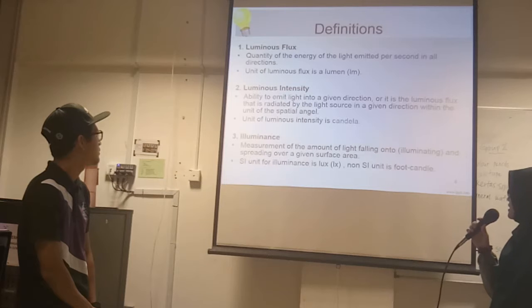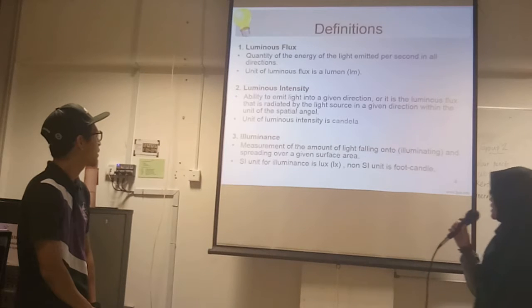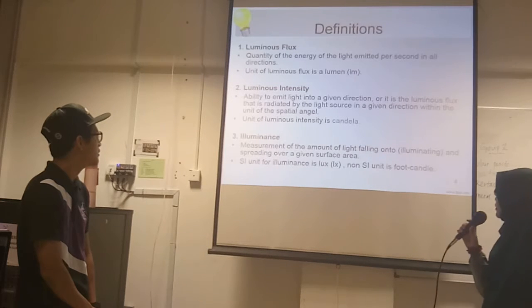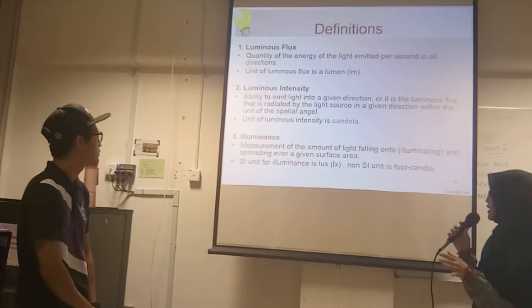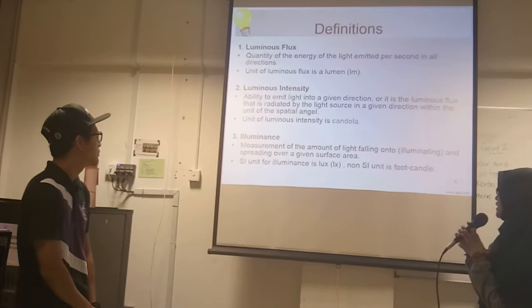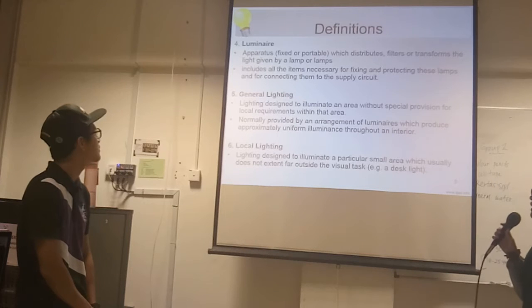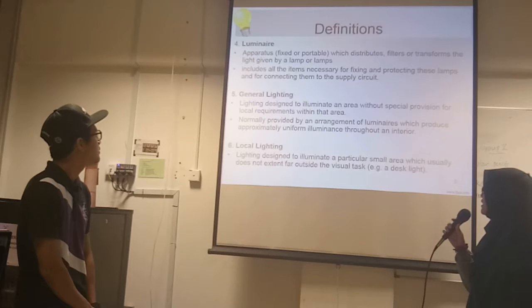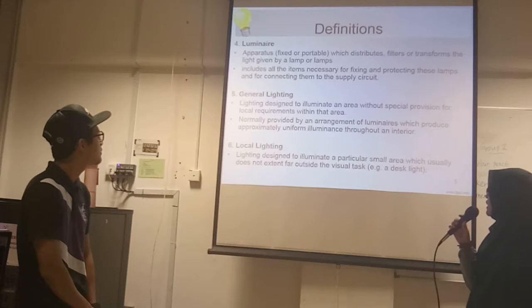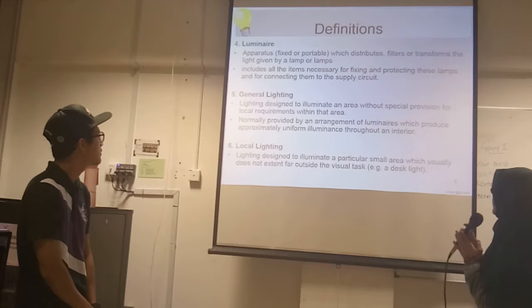unit of luminous intensity is candela, and then illuminance, which is the measurement of amount of light falling onto illuminating and then spread on surface area. So the SI unit is lux, and then luminaire. It is an apparatus which distributes, filters or transforms the light given by lamp or lamps. And then general lighting, and then there's also local lighting.